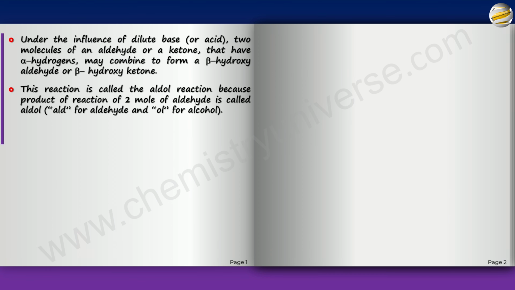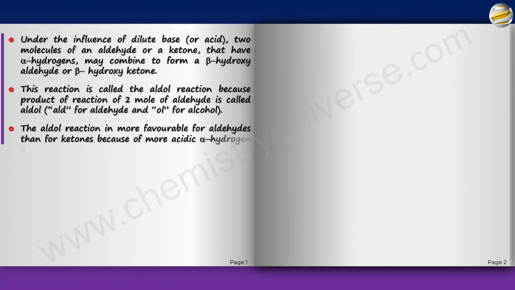Now the aldol reaction is more favorable for aldehydes than for ketones because of more acidic alpha hydrogen atoms and more electrophilic carbon. Let me give you an example. Suppose I take acetaldehyde and I take acetone. Here you will be able to see that this H is more acidic than this H. That is because of the plus I effect of the CH3.